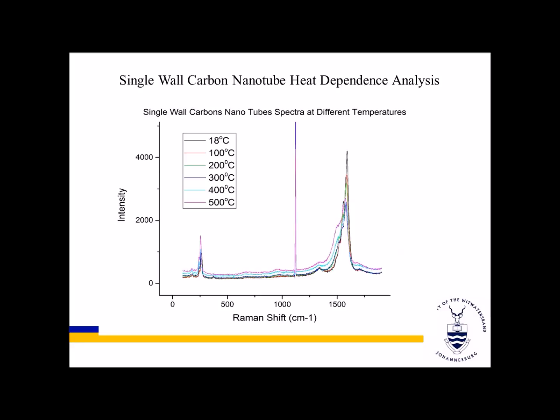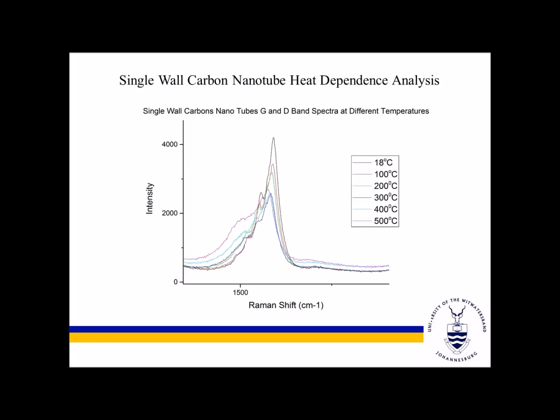So in the second part of the experiment, we looked at heat dependency on the single-wall carbon nanotubes. On this diagram, we can see a consistent downshifting of all main peaks, the G, D, and radial breathing modes, as temperature increases. The main peak at around 1200 is due to the mercury lamp above. This is just to prove that the downshifting is due to temperature change and not the calibration shift.